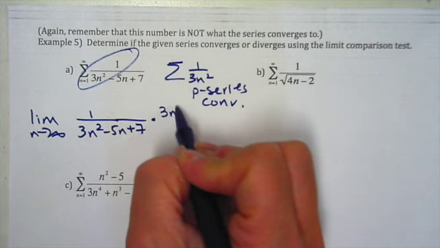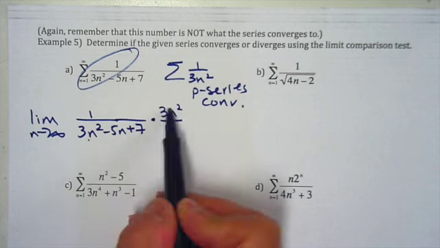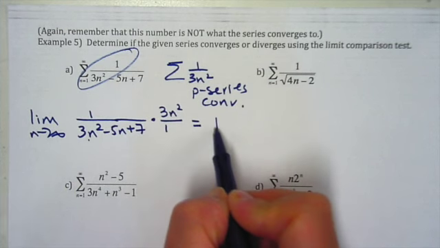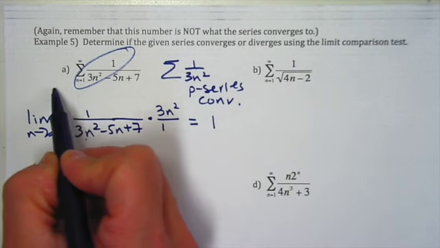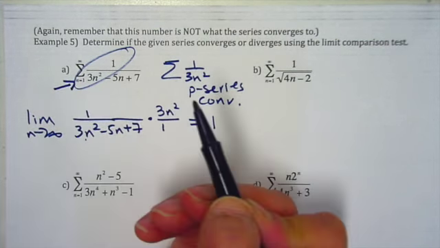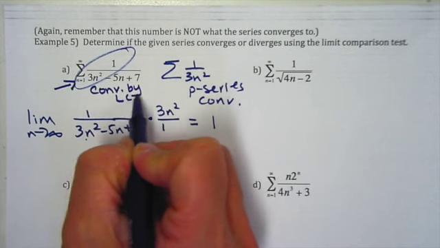So let's just make it into a multiplication problem. Your degree on the top and the bottom is the same. Ratio of the lead coefficients is 1. I get a positive real number, so I can conclude that the original series and this one are going to do the same thing. So this converges by LCT.